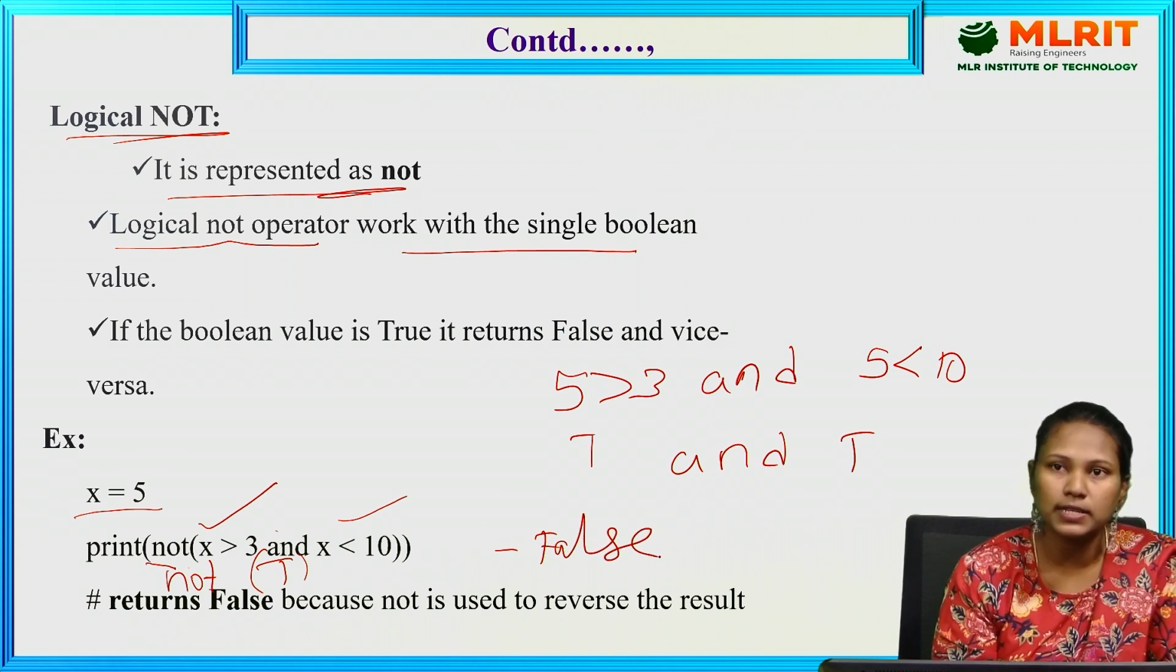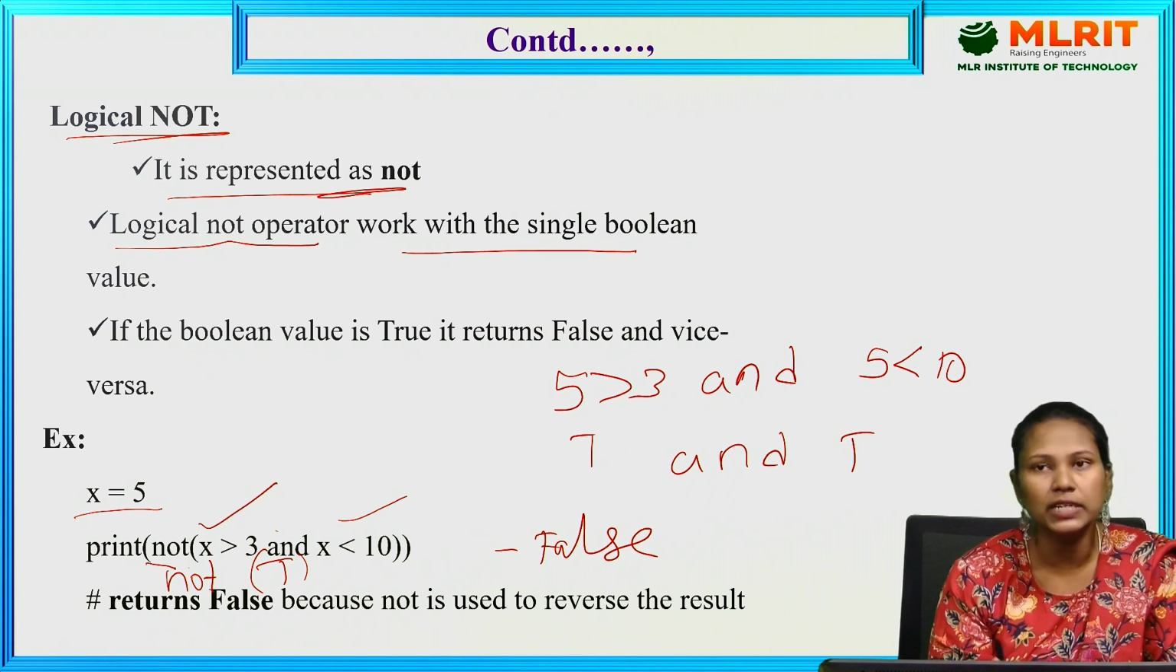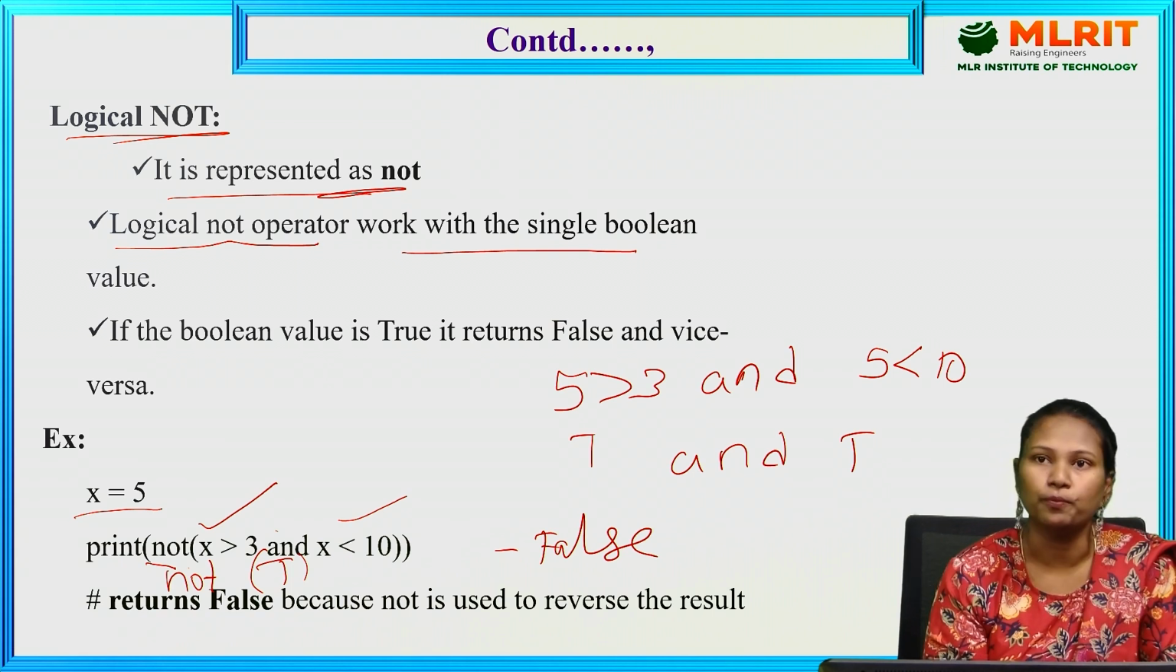If the value is true, and we perform the logical not, it will be false. If the value is false, the logical not makes it true. It is the reverse of the value.